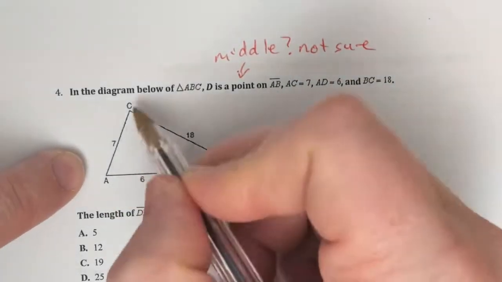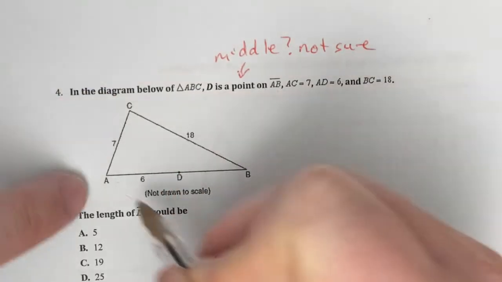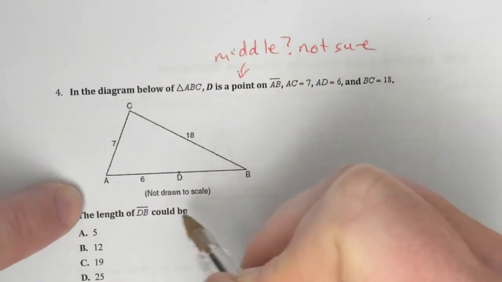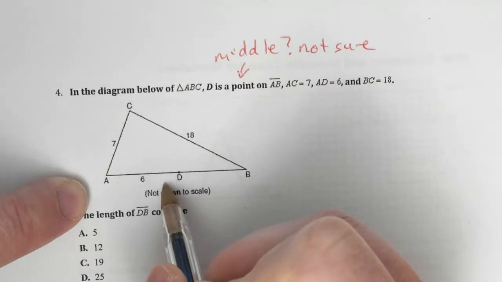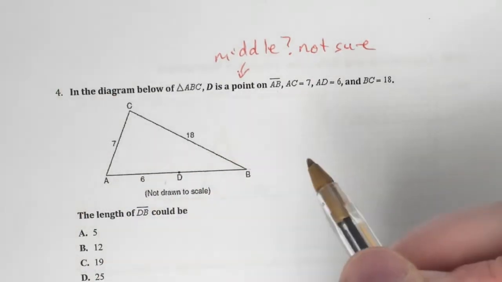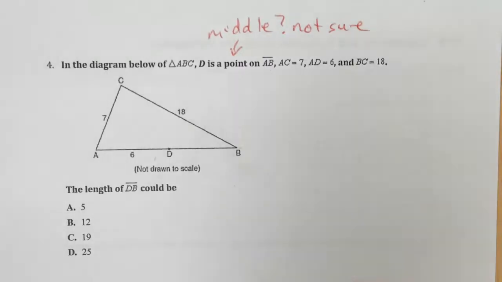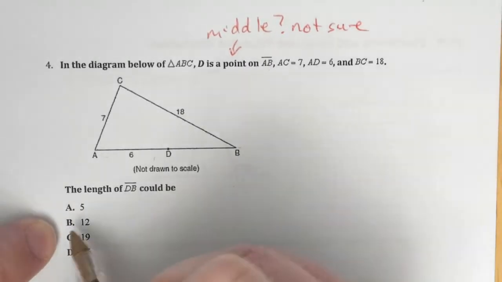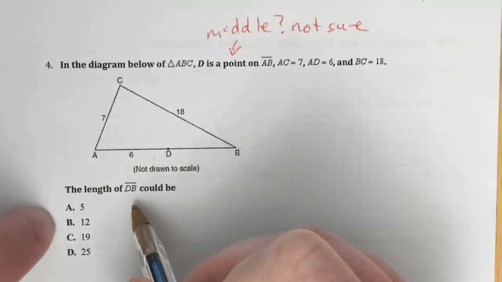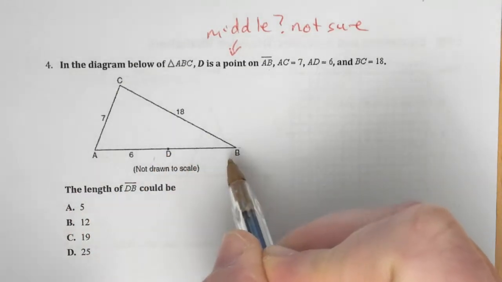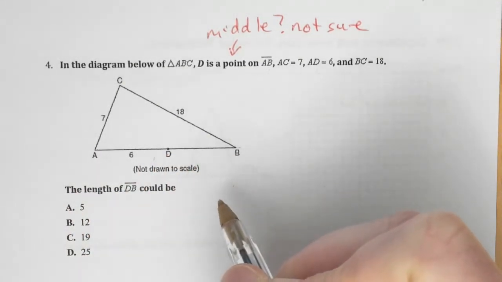Now we know that A to C is 7. We know that A to D, where's A to D? A to D is 6, and B to C is 18. This is not drawn to scale, so we have no proof of anything other than these numbers. The length of D to B. So here's D to B. What could the length possibly be?